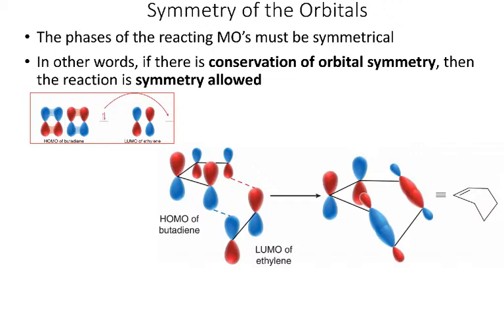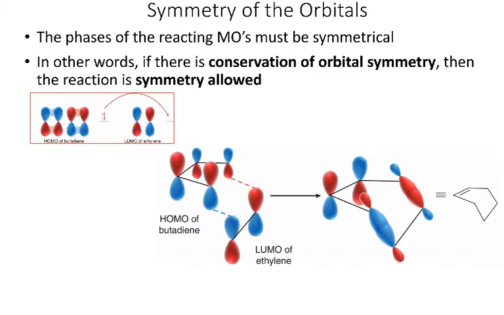Now, a really important requirement for these cycloaddition reactions is that the phases of the reacting molecular orbitals must be symmetrical. So we've drawn the diene and dienophile in their regular shapes, but I've also drawn the HOMO of butadiene, the diene, and the LUMO of the dienophile, ethylene. We've got two red on top, two blue on top for the diene, and then red on one side and blue on the other side for the dienophile.